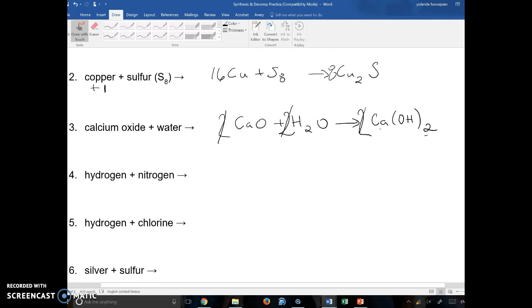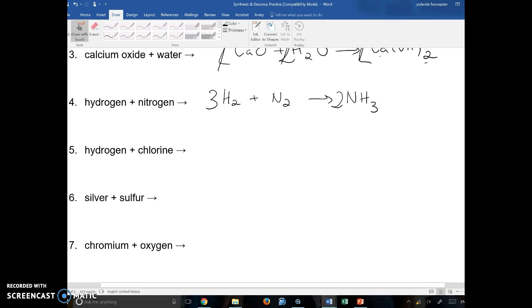Hydrogen plus nitrogen. Both of those are diatomic. So what are you going to get? Well, you know that nitrogen is a 3-. You need 3 hydrogens, so that's production of ammonia. And you will put a 2 there, a 3 there, and that's it. Okay. Hydrogen and chlorine. Well, you have H2 plus Cl2, and you get HCl. Just put a 2 there, and that's all you need.